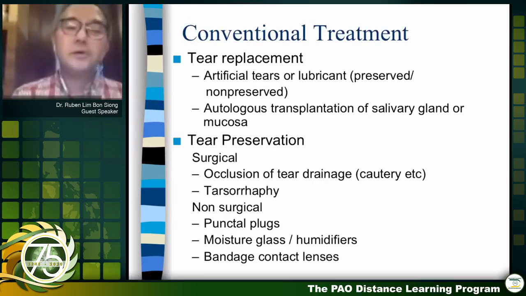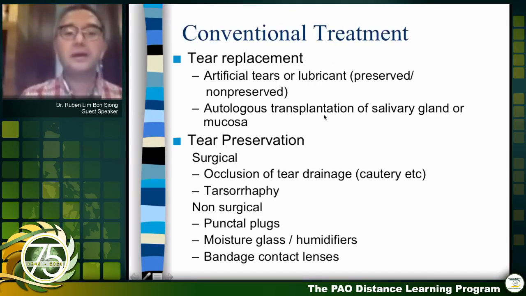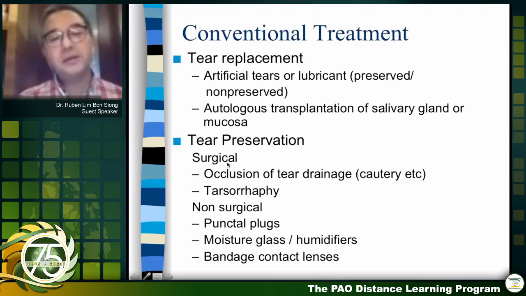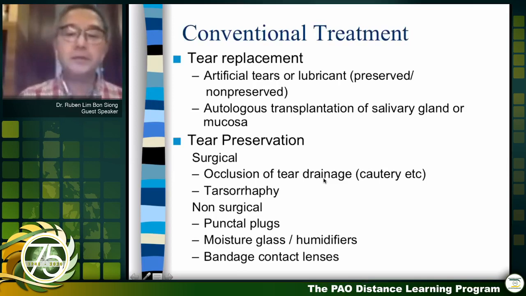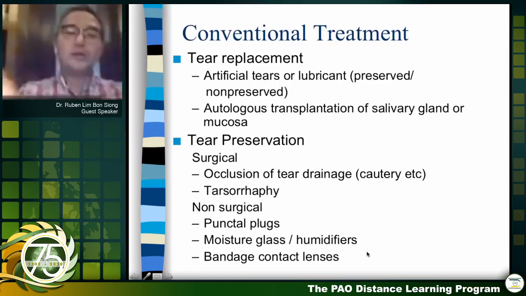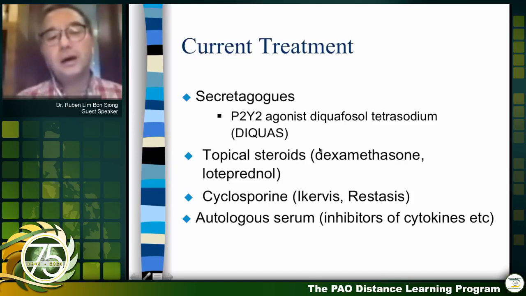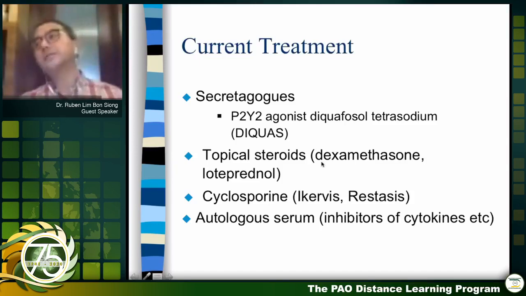Okay, so treatment. There's conventional treatment of dry eye. Tear replacement is still a part of it. Tear preservation: if you want to preserve tears, you can cauterize the opening of the punctum, or decrease the size of the palpebral fissure by doing a tarsorrhaphy. Non-surgical options are punctal plugs, moisture glasses or goggles, bandage contact lens. Before, we only had these options. But for current treatment, we now know more about dry eye conditions.